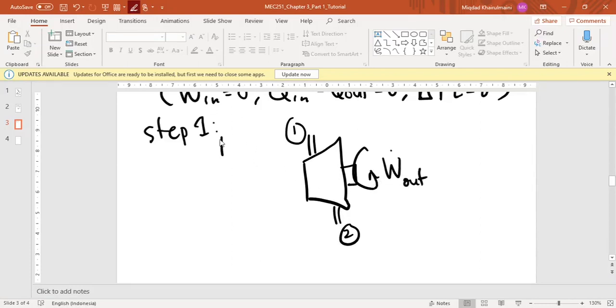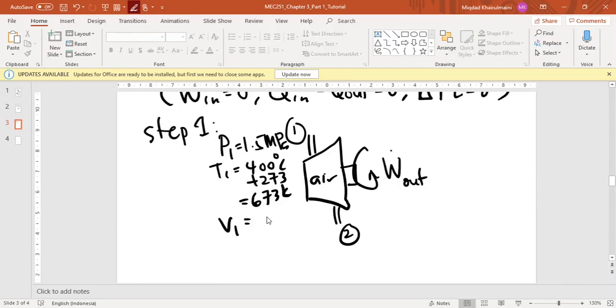If you want to write the conditions, we can write them. So P1 is 1.5 megapascal. T1 is 400 Celsius. We can convert it into Kelvin straight away, since it's a gas or air, so the temperature must be in units Kelvin. And then we have the velocity, 90, and also the mass flow rate, 0.25.